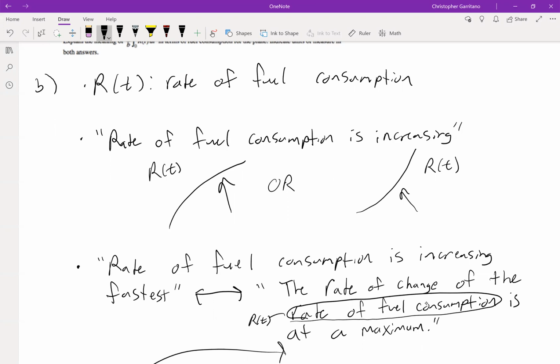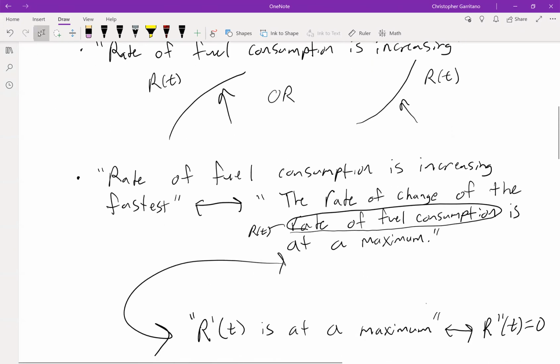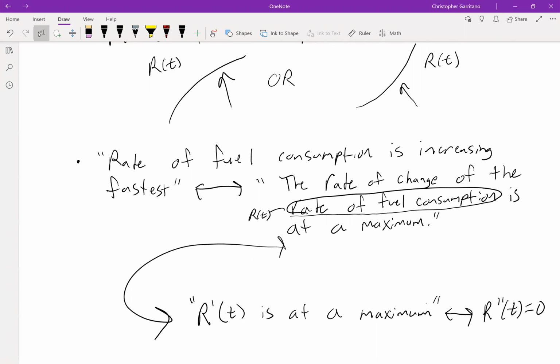Okay. Well, how can we denote the rate of change of r of t? Well, that of course is r prime of t. So realistically, this statement, I know there are arrows all over the place, let me use a highlighter, realistically, this statement is equivalent to saying that r prime of t is at a maximum when t equals 45.